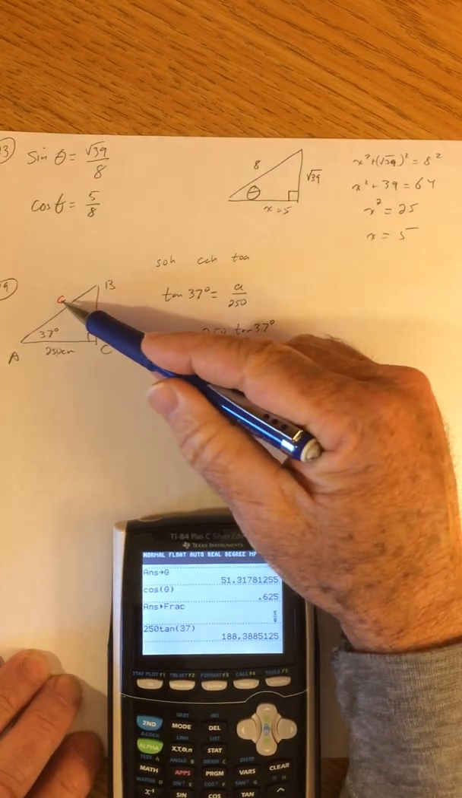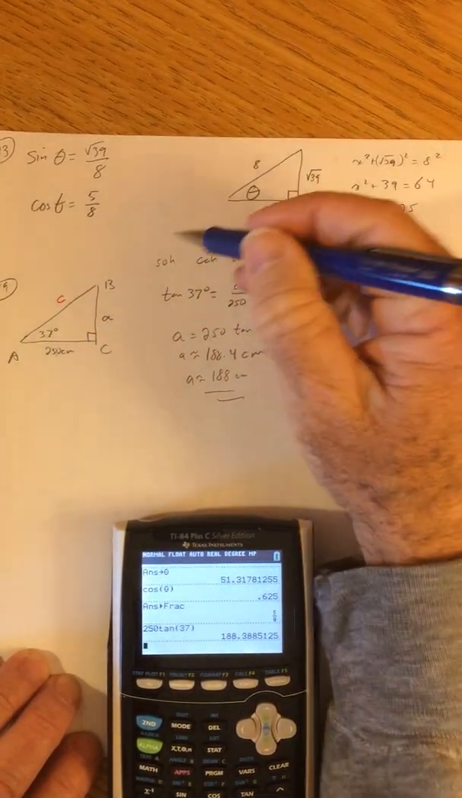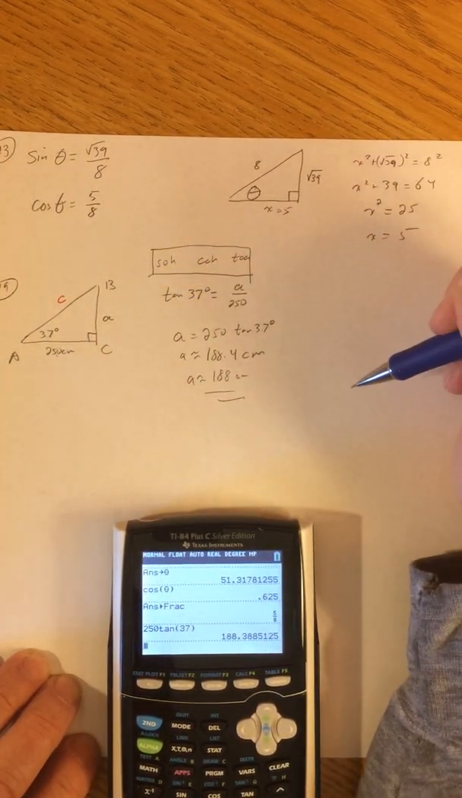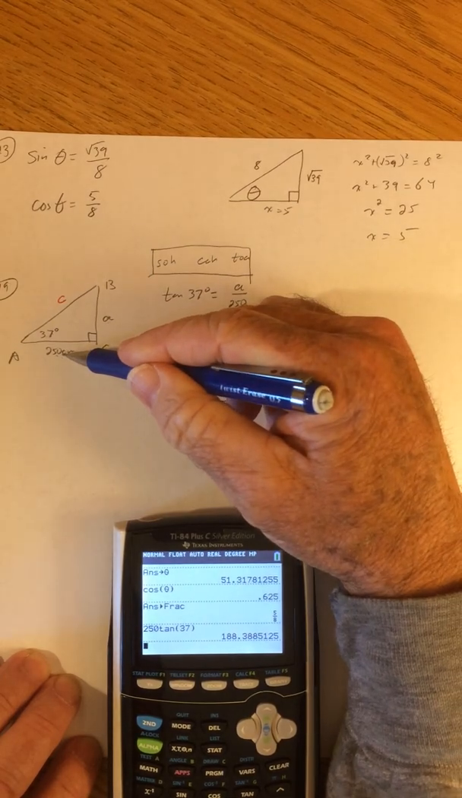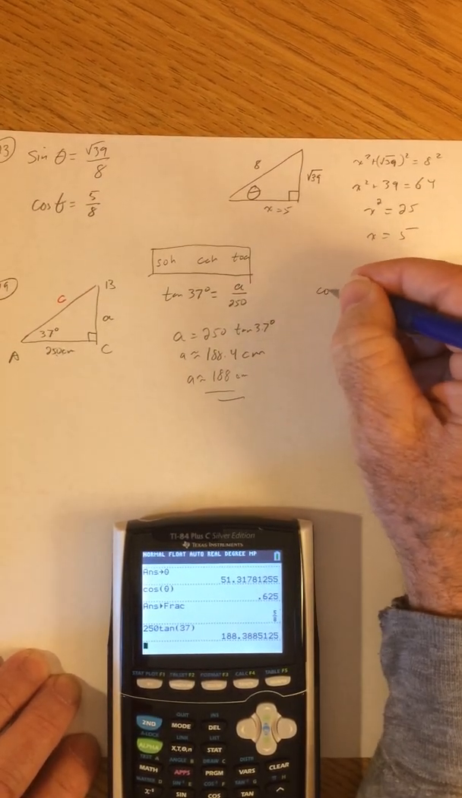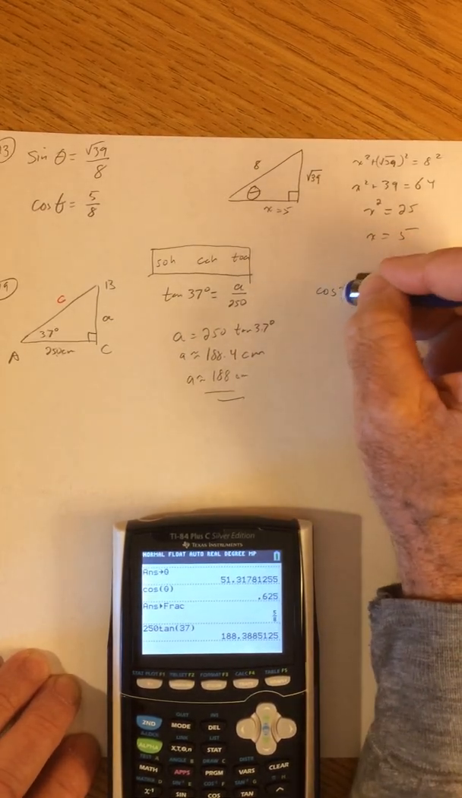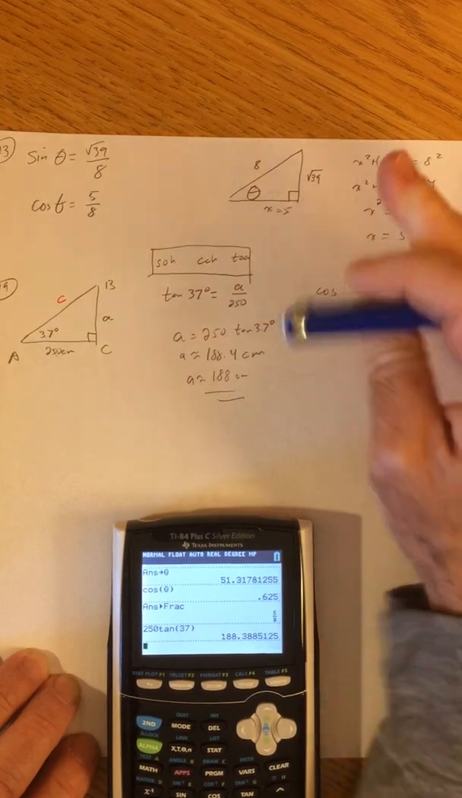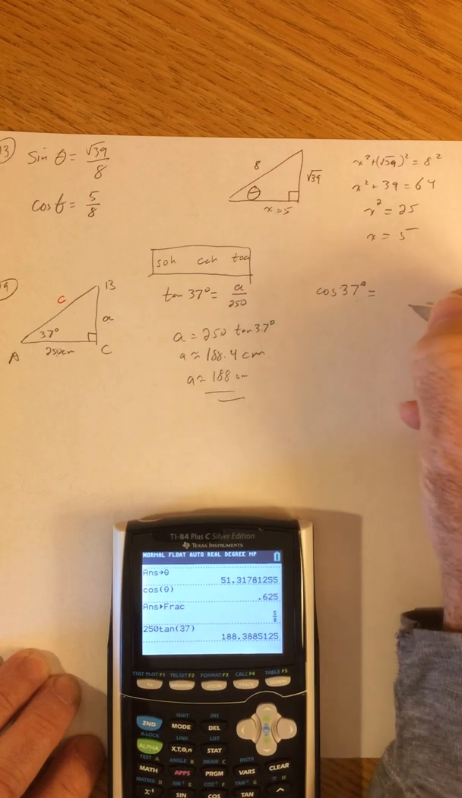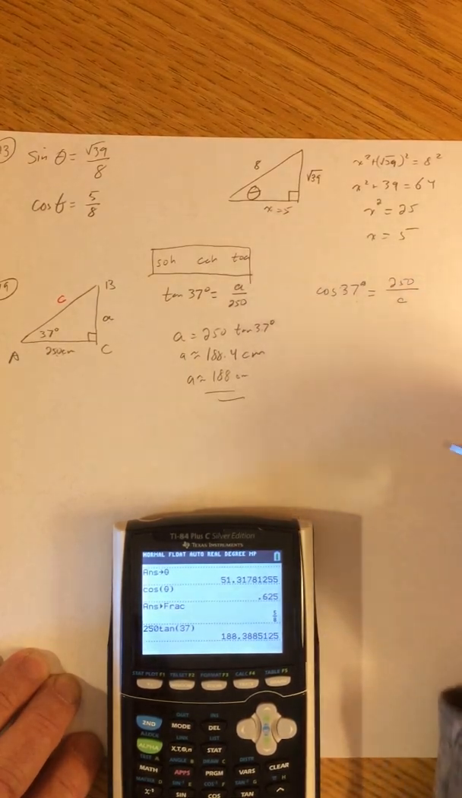Okay, now I ask you to find this other unknown. That's the hypotenuse. What trig ratio, and I'll put that in a box up there, involves the adjacent side and the hypotenuse? That's cosine. So we write cosine of 37 degrees. That doesn't look right. That's better. Is equal to the adjacent side 250 over hypotenuse C.